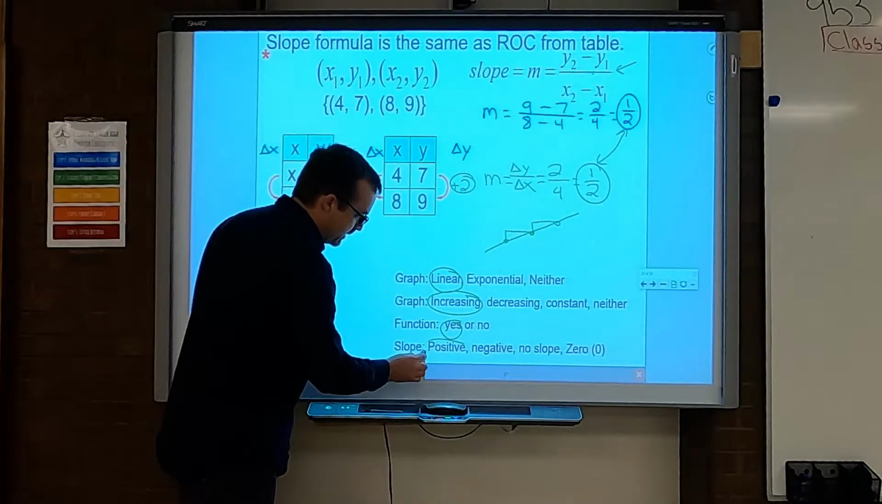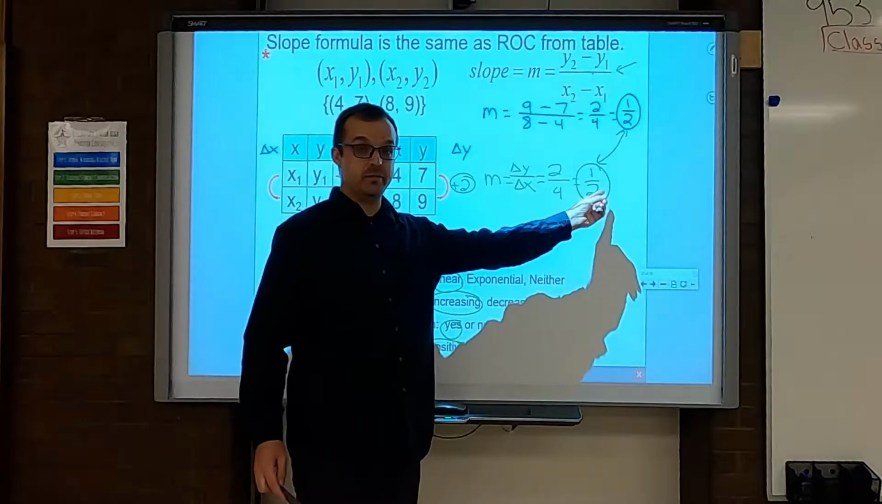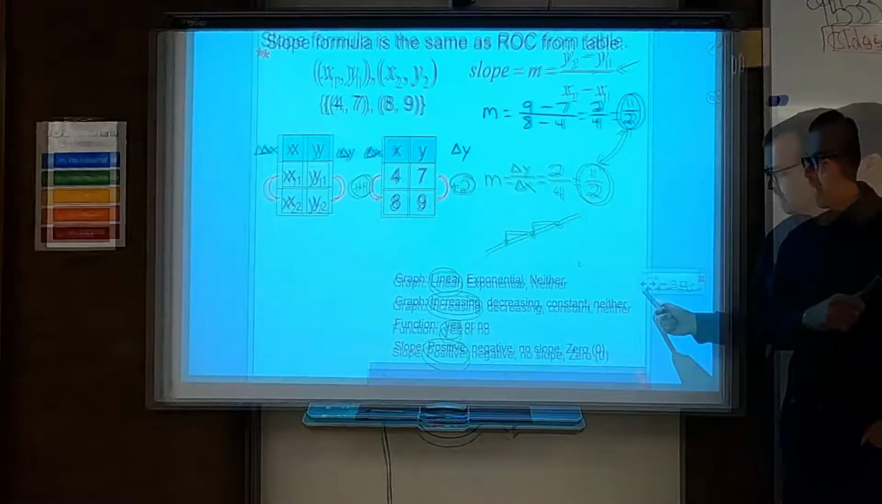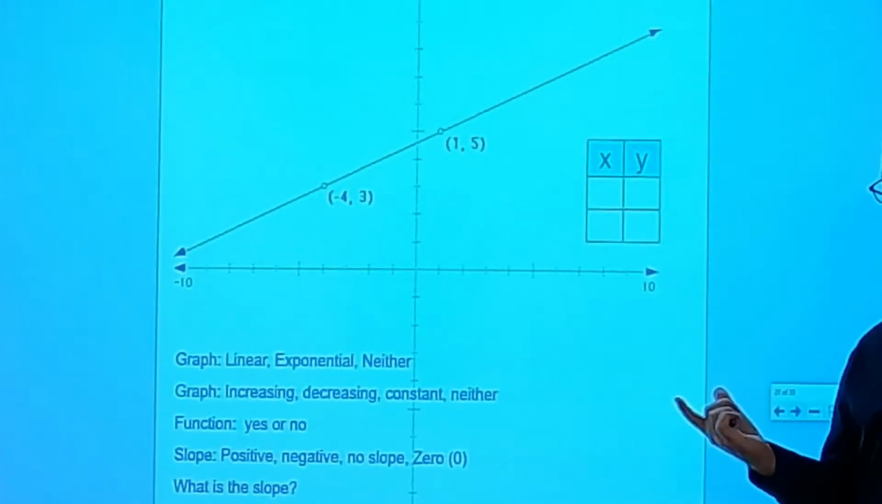So is the slope positive, negative, no slope, or 0? Well, we just talked about that. It's a positive slope because it didn't come out negative. So you found all that out from 2 points? Found all that from 2 points. That's impressive. All right, so pause the video, and now you try all of that out for this one.